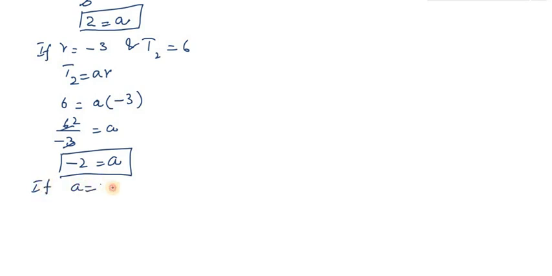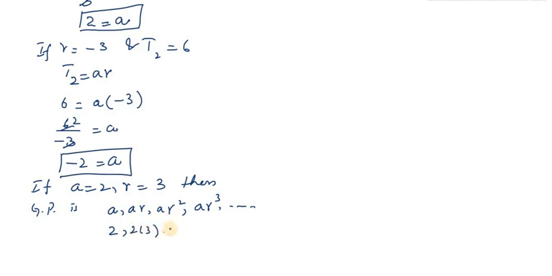If A is equal to 2 and R is equal to 3, then we get the geometric progression. The standard form of geometric progression is A, AR, A r square, A r cube, and so on. So A is 2, AR is 2 into 3, 2 into 3 square, 2 into 3 cube, and so on. So the progression is 2, 6, 18, 54, and so on.